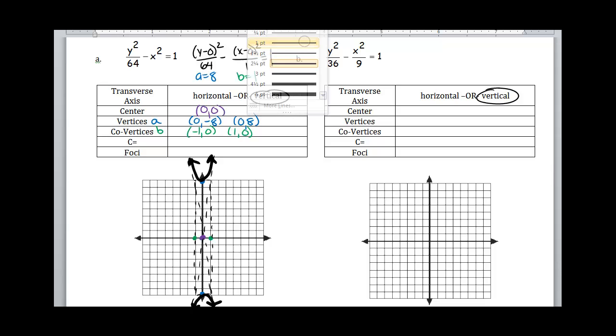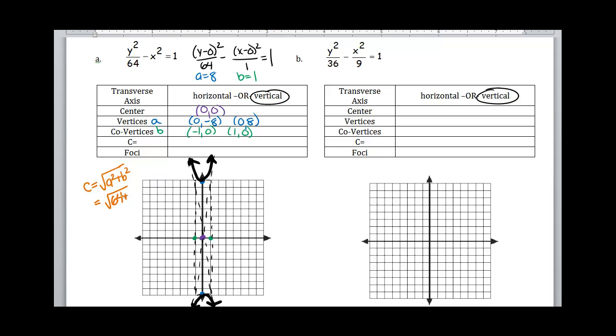Once I have that drawn, this is when I would go ahead and look at C, figure out my foci. Again, remember it's going to be A squared plus B squared. And so I'm taking the square root of 64 plus 1, and so that's square root of 65. Since I can't simplify square root of 65, I would go ahead and write that for C.